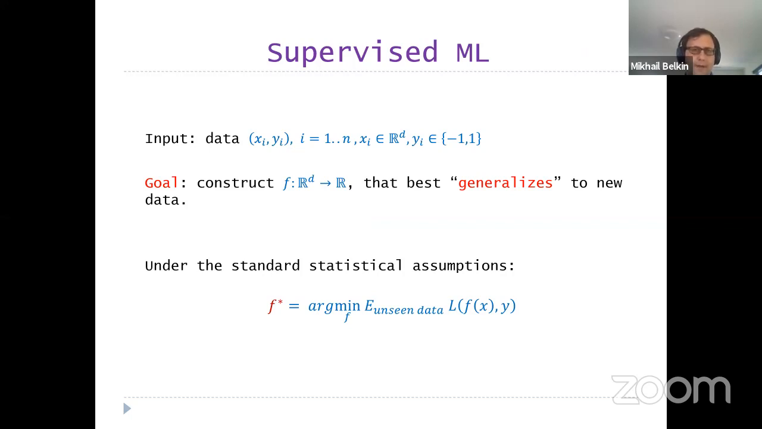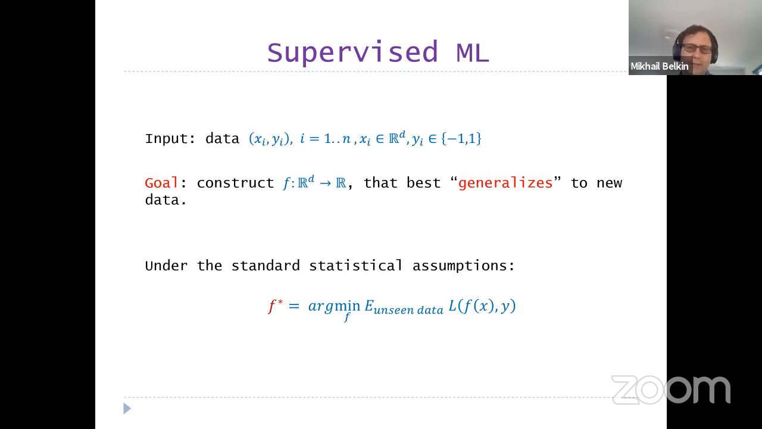So let me start at the beginning, very briefly. What do we do in machine learning? We have input data, x_i, y_i, and based on this data we would like to predict data that we haven't seen. So we would like to construct a function from the feature space to the output space, maybe just -1 and 1 to be a really simple classification problem, that best generalizes. And what does generalization mean? Well, under the simple assumption that data is chosen IID, you can simply say that the best statistical predictor is the function which minimizes the loss on unseen data.